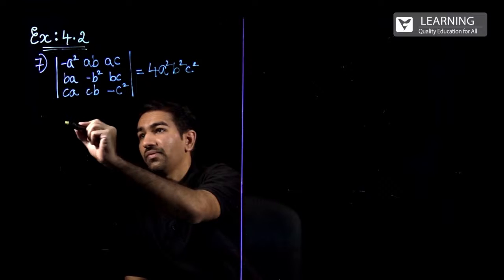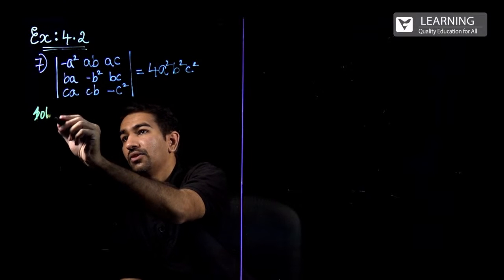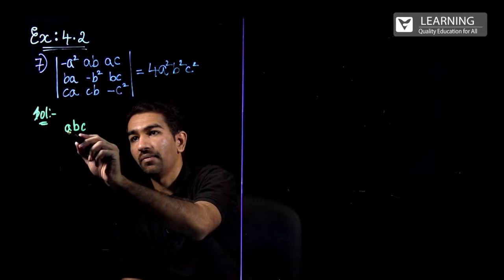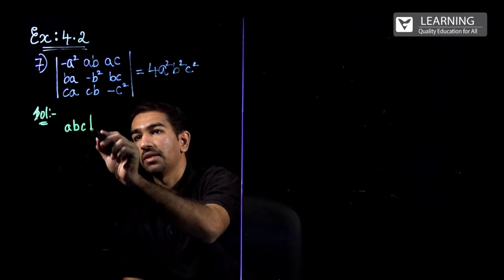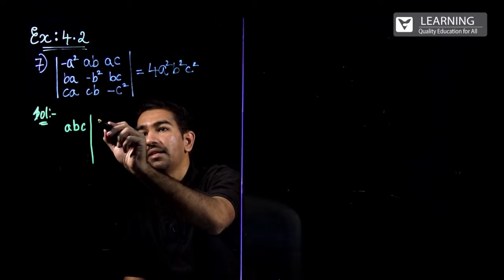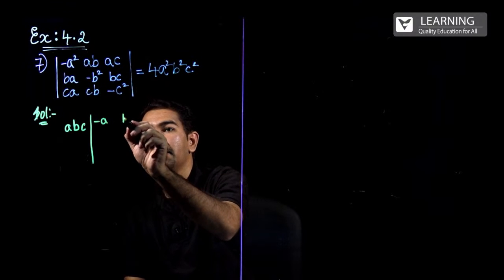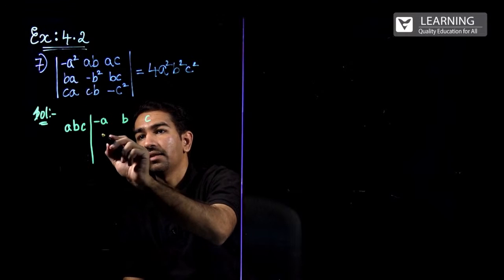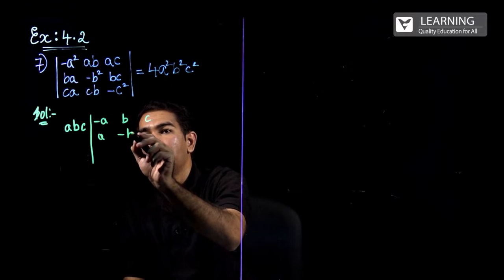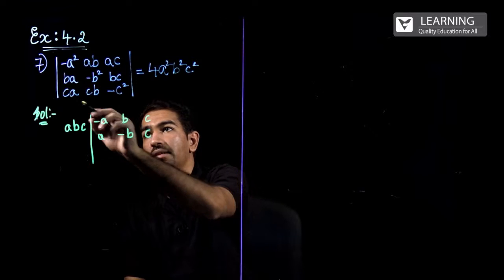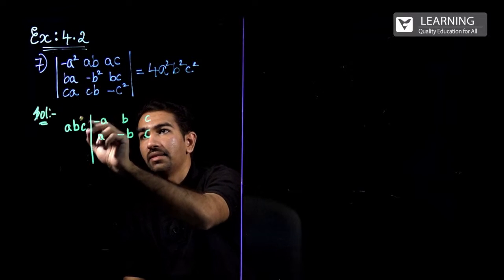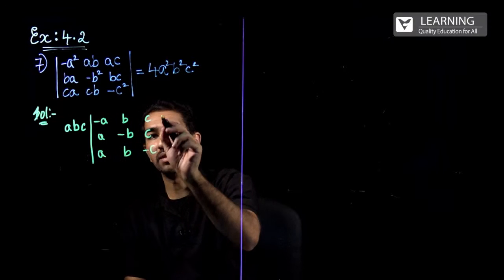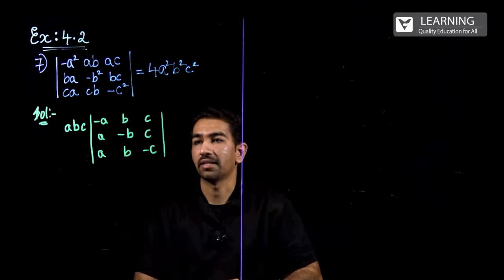So here the solution, we can write it like this. Solution: A, B, C. A is from the first, B is from the second, C is from the third. So what will remain inside the determinant? Minus A, B, C. B is going out here, so it will be A, minus B and C. Here C is going outside, so A, B and minus C will remain inside.